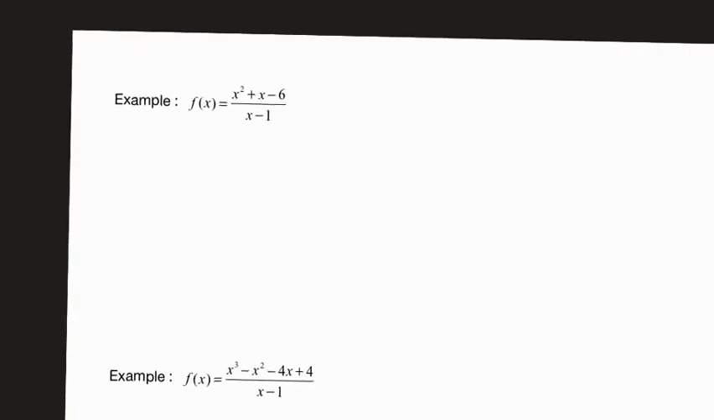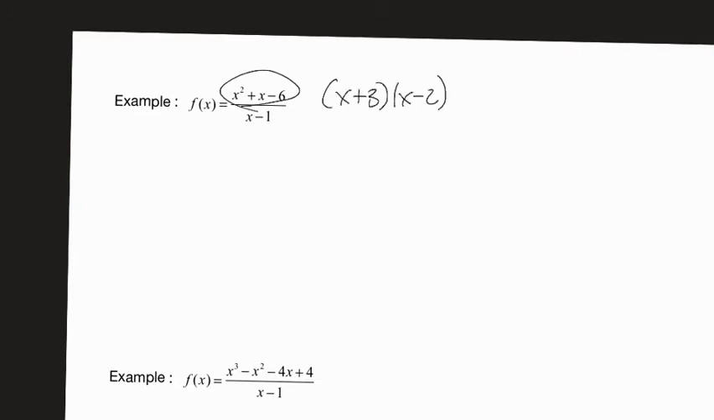Okay, let's take a look at this example. Again, looking at just the numerator, which is factorable. I'm going to set each of those factors one at a time equal to 0, which is going to give me 2 zeros. There are 2 different locations where this graph crosses the x-axis.